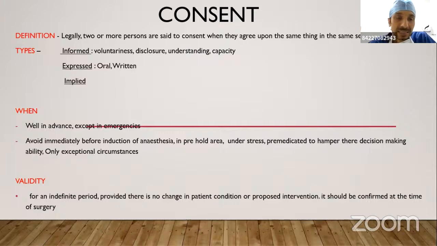The other one is an express consent, which can be oral or written. And the third one is the implied consent, which usually applies in OPD patients. Consent needs to be taken well in advance, except in cases of emergency. We should avoid taking consent in the pre-hold area just before the induction of anesthesia because the patients are usually under stress. They can be pre-medicated, which can hamper their decision-making abilities. Consents are valid for an indefinite period, provided that there is no change in the patient's condition or proposed intervention. But yes, it should be confirmed at the time of the surgery.